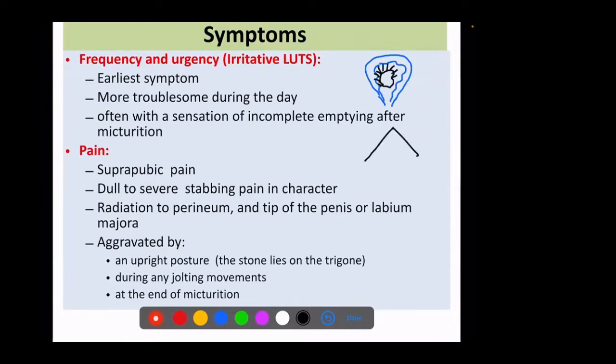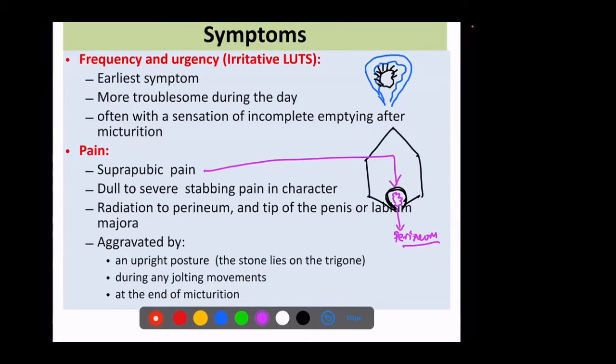So if you know the normal anatomy, the bladder lies at the suprapubic region here, right? So the pain related to a stone, the patient feels at the suprapubic region. Okay, usually pain is dull in nature. Sometimes it is the stabbing variety, but usually dull. And the pain radiates to the perineum downward, or you can say labia majora or penile area. Okay, and the pain is aggravated by upright posture.